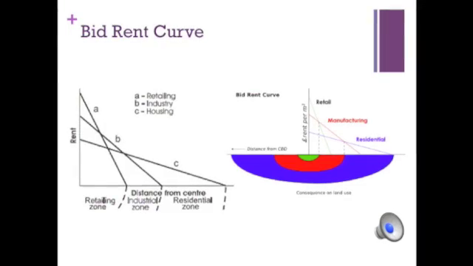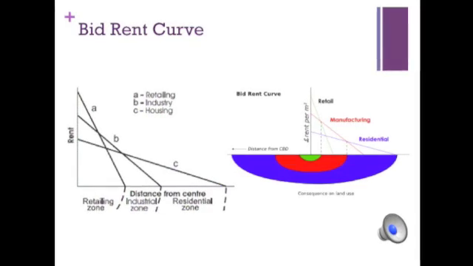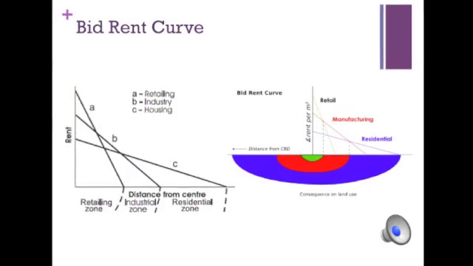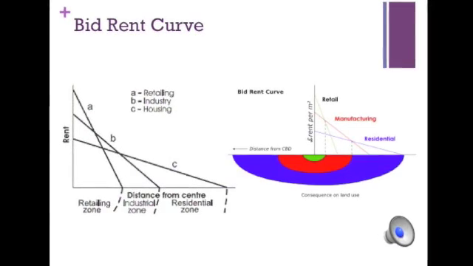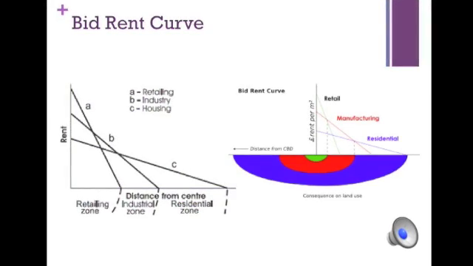These are some model examples of what a bid-rent curve looks like. As you can see, the closer you are to the center, the more expensive rent is. However, as you gradually get further from the center, the rent decreases, but that means you have a further distance to travel.